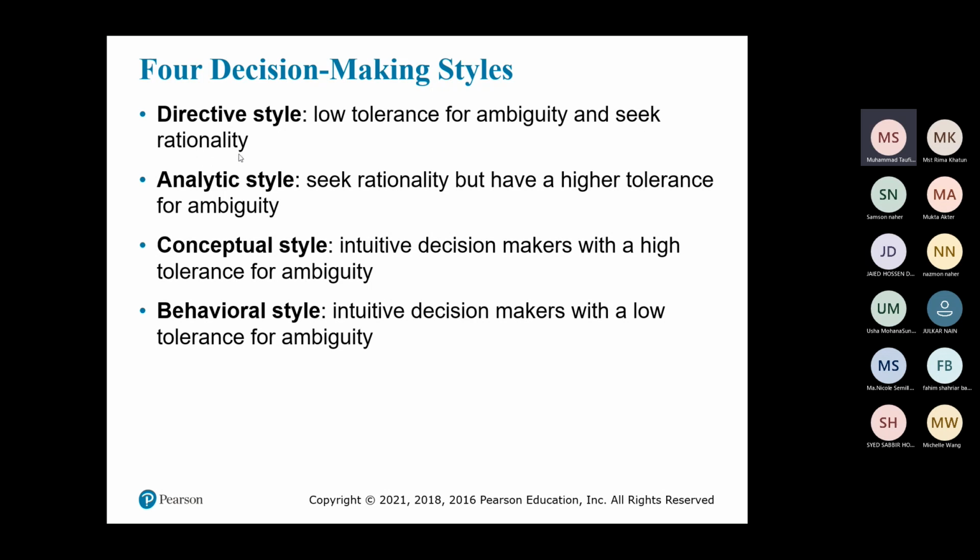Let's look at the 4 styles of decision making. The directive style has low tolerance for ambiguity and seeks rationality. For the directive style, most of the time it is used to solve a problem that is clearly understood. You already understand the problem clearly, and to solve it you must use your rationality. You must be a rational decision maker. So that is the directive style.